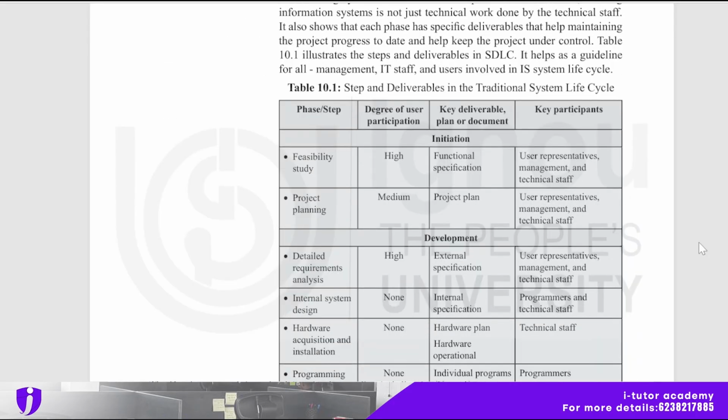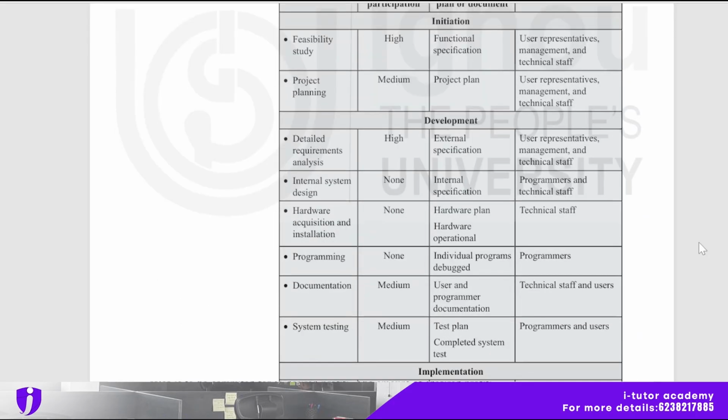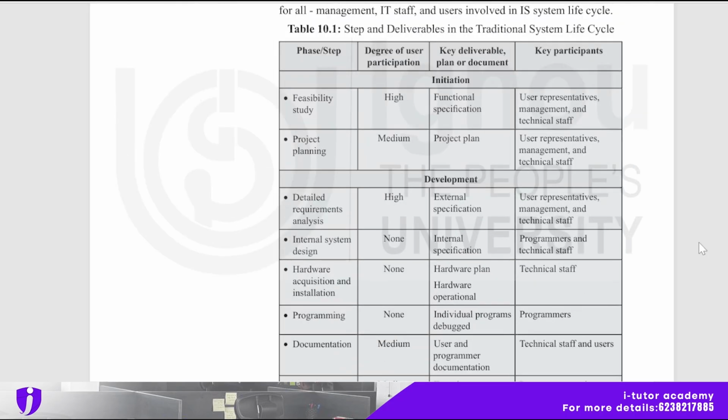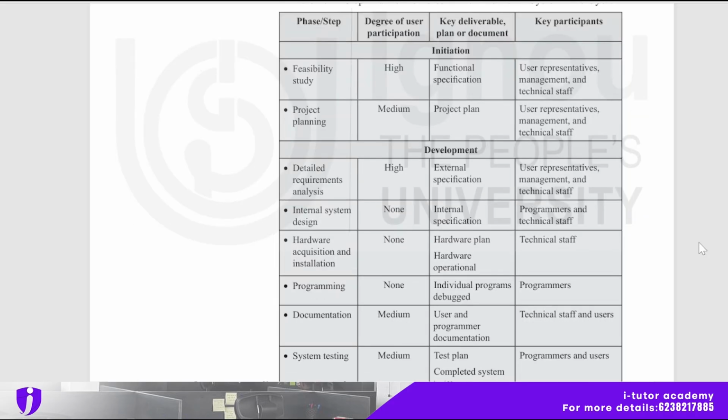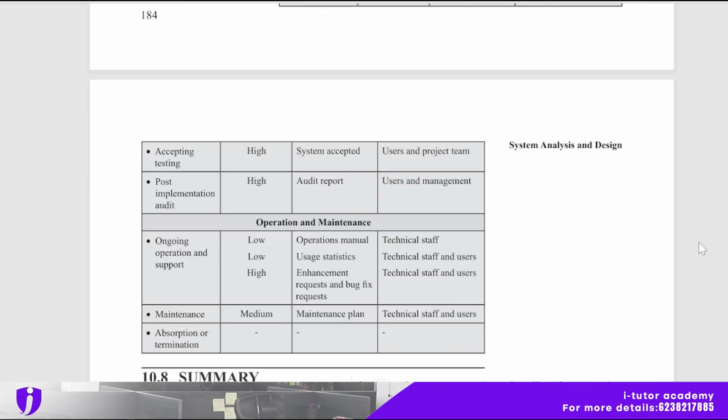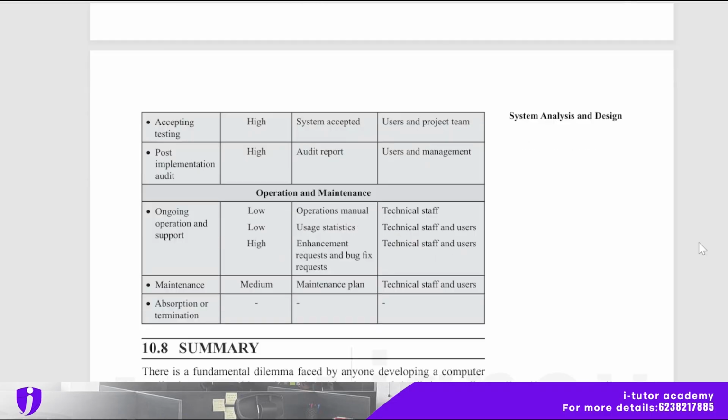So here are the phases: feasibility study, project planning, detailed requirements analysis, internal system design, hardware acquisition and installation, programming and documentation, system testing, implementation planning, training, and conversion. So here is the degree of user involvement. The steps and deliverables in the traditional system life cycle are here, with key deliverable plans or documents and key participants, and the three stages: initiation, development, implementation, and the operational and maintenance level also. Okay, so this is about this chapter, and the summary of this unit is here.